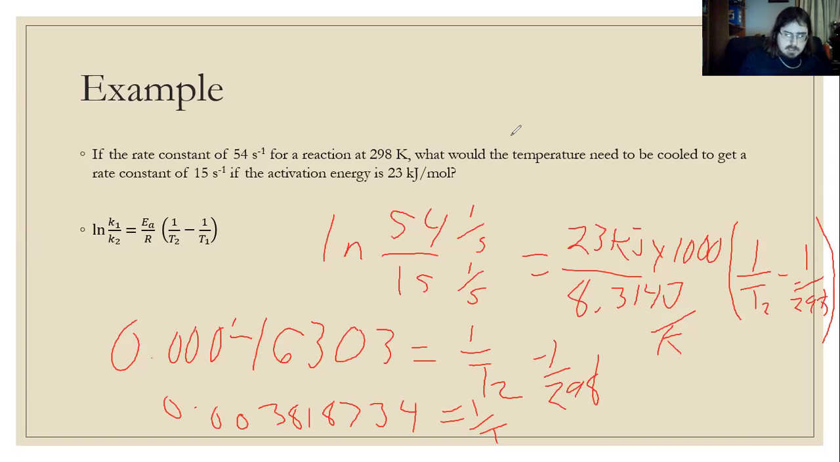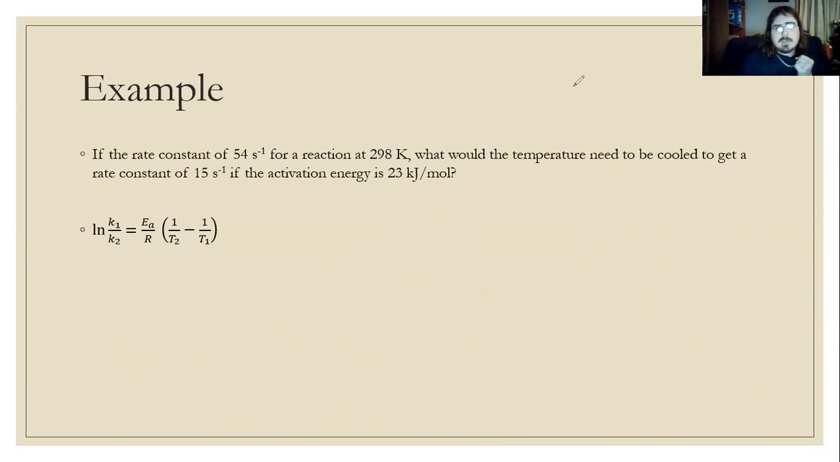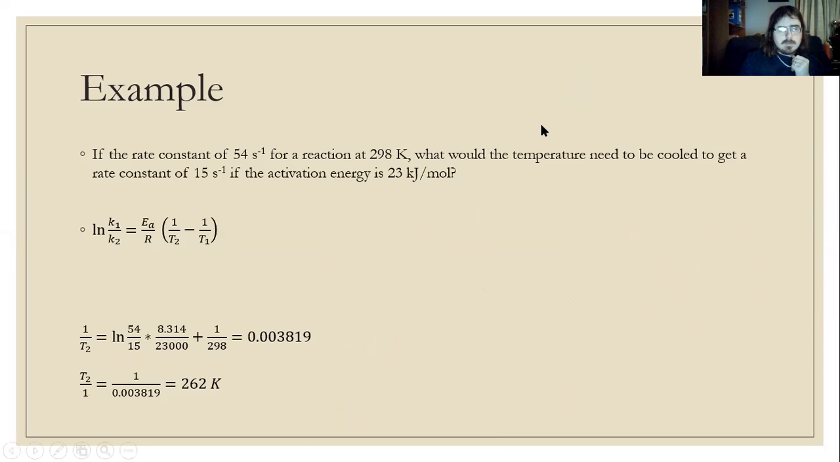So I invert that to get the temperature needs to be cooled to 261.86 K, which in terms of Celsius is negative 11.2 degrees Celsius. So it needs to be cooled down pretty low in order to decrease the rate constant by that factor.